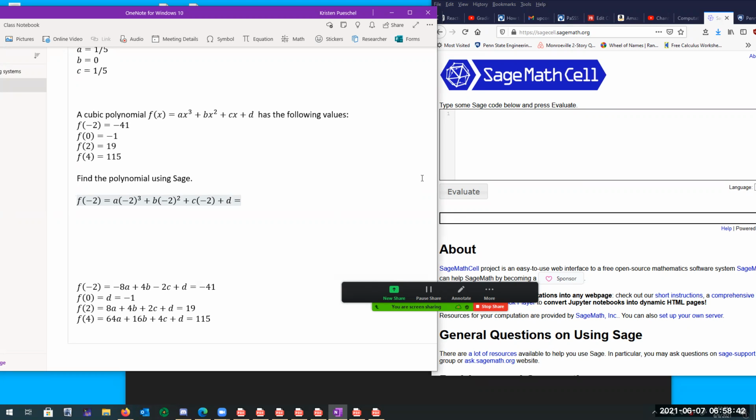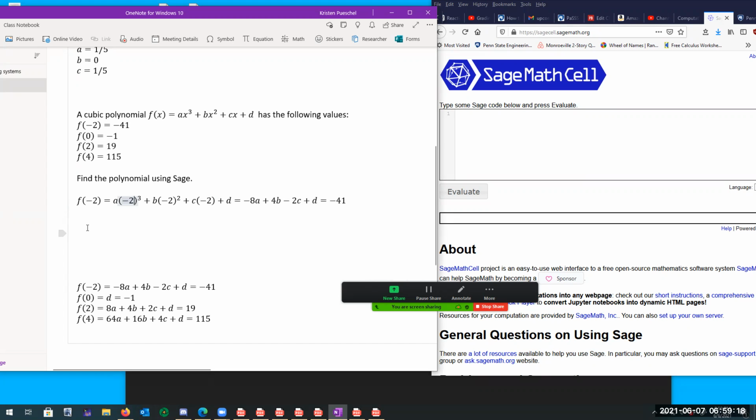And when we actually evaluate this, what does it give us? We've got -8a plus 4b minus 2c plus d. And that's equal to, we know what the value of the function is supposed to be. It's supposed to be equal to -41. And notice that when we plug in our input, we actually arrive at this linear equation because we have these unknowns a, b, c, and d. They all appear without any powers.